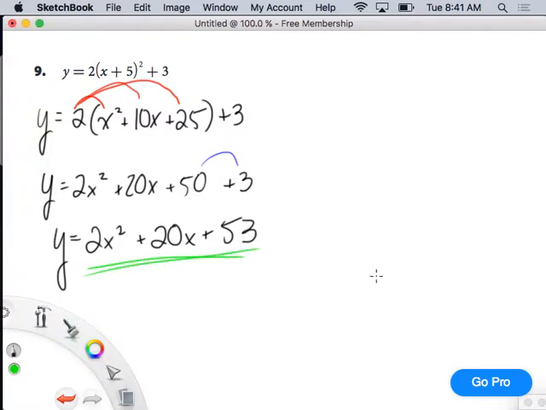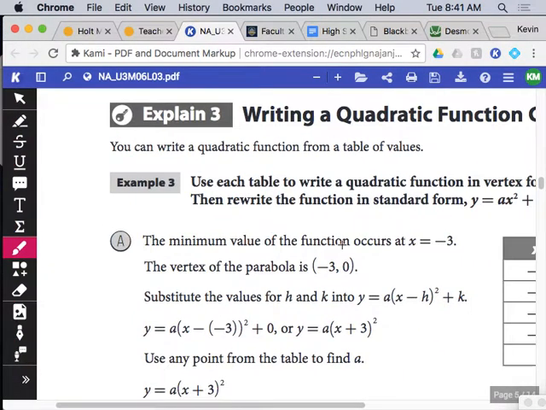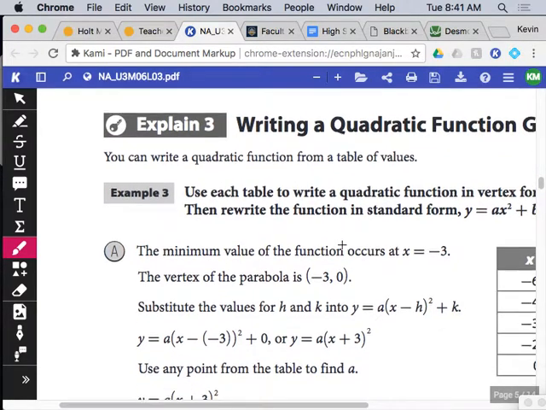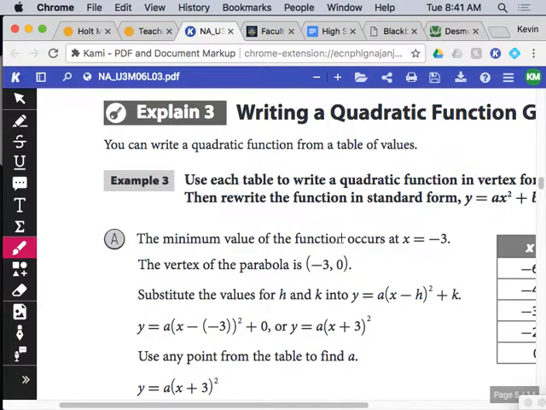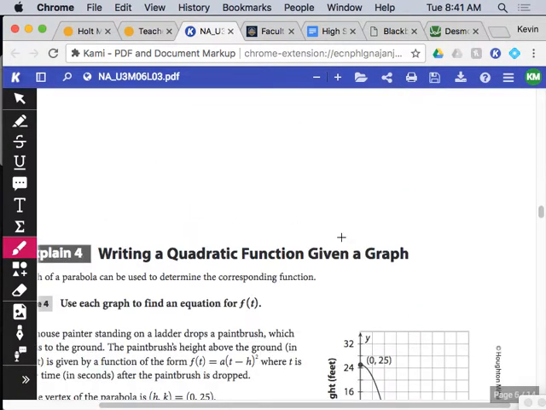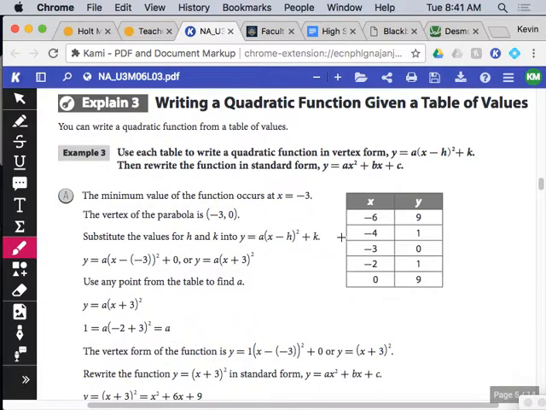Any questions on that? Any questions on how I did that? No? Okay. Yes. Okay. Now, the last real thing here is writing a quadratic function when given a table of values. Okay.